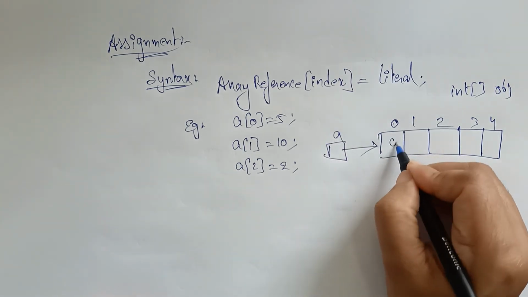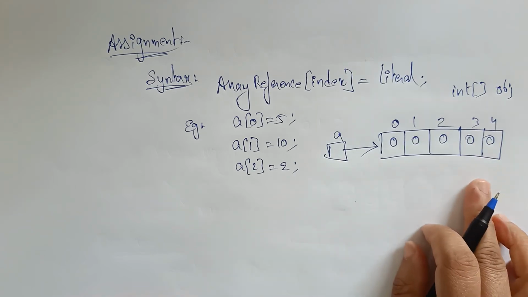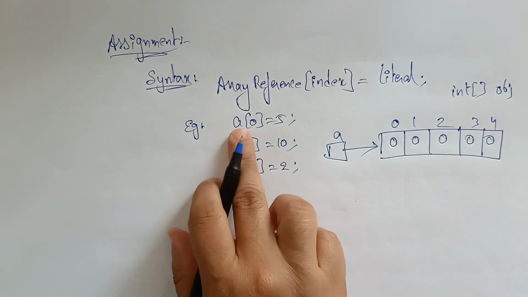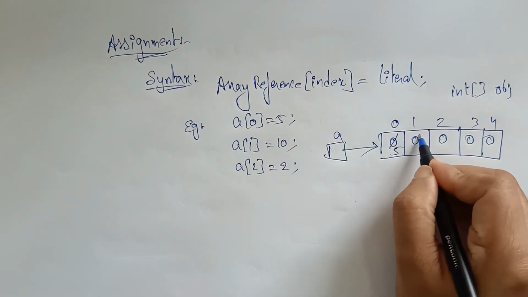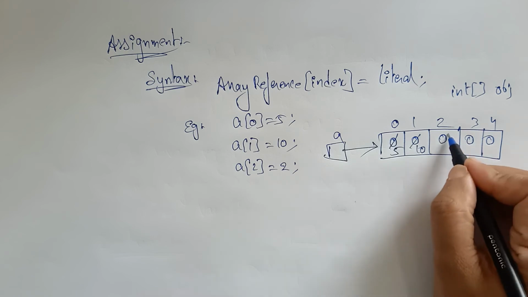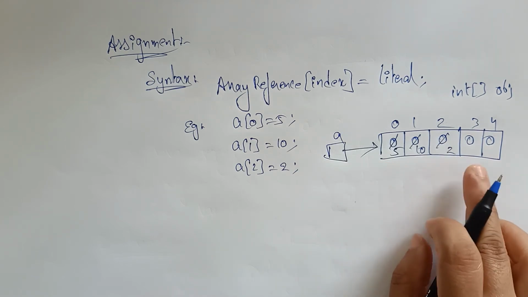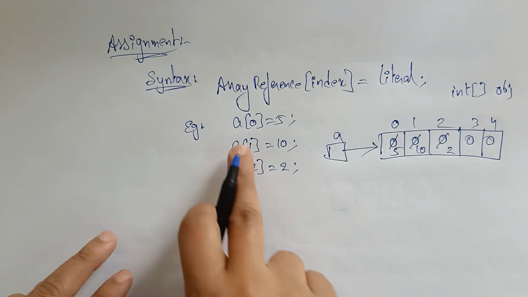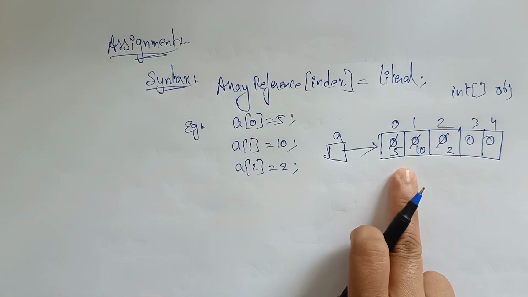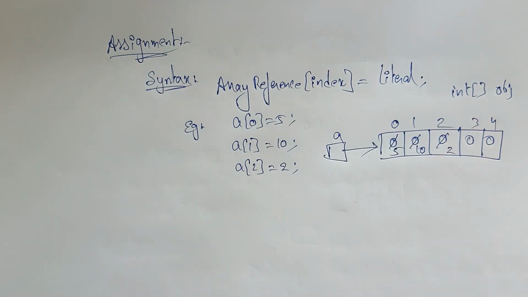Whenever the memory is allocated, zeros are occupied in the memory locations. So now a of 0 means 5, a of 1 means 10, a of 2 means 2. So 0 contains 5, 1 contains 10 and 2 contains 2, and 3 and 4 contain 0 only, because I didn't assign a value. Whenever you assign a value, the memory will be occupied with that value. If you don't assign any value, the memory is occupied with 0 only. So this is an assignment.